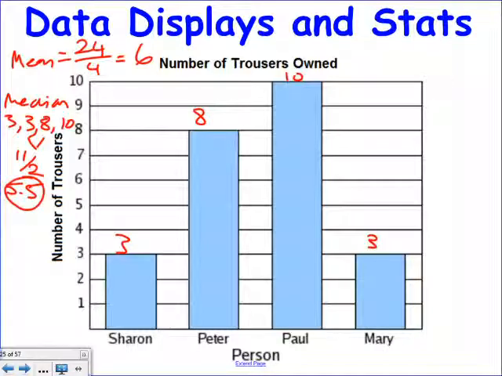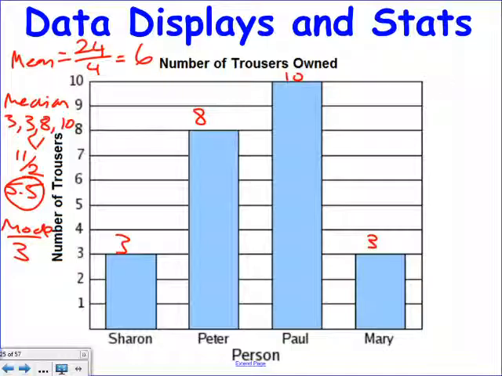What's my mode? Oh, 3. No, it's the one that appears the most. Which one appears the most? Yeah? 10. No. 3. This appears twice. Look at your data. 3, 3, 8 and 10. So the mode is 3, because your data is 3, 3, 8 and 10. So the thing that appears the most is 3 pairs of trousers.